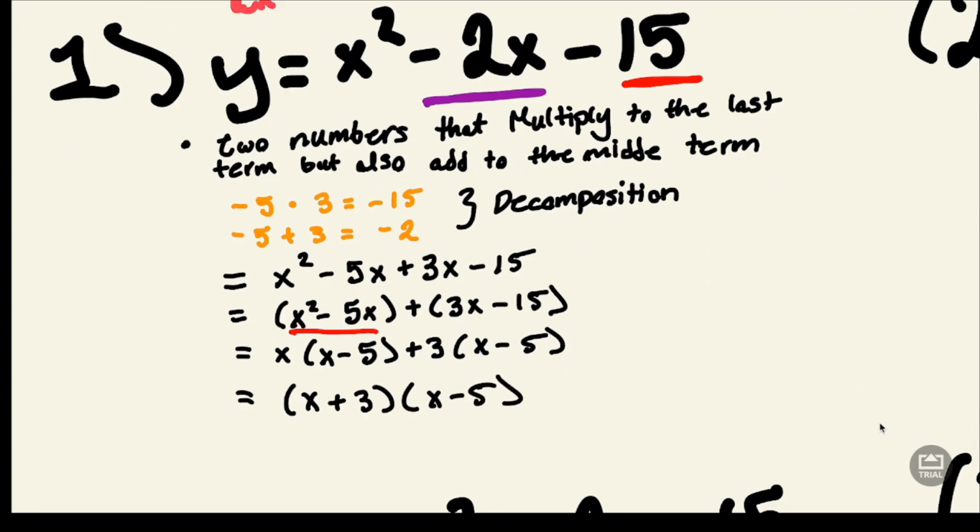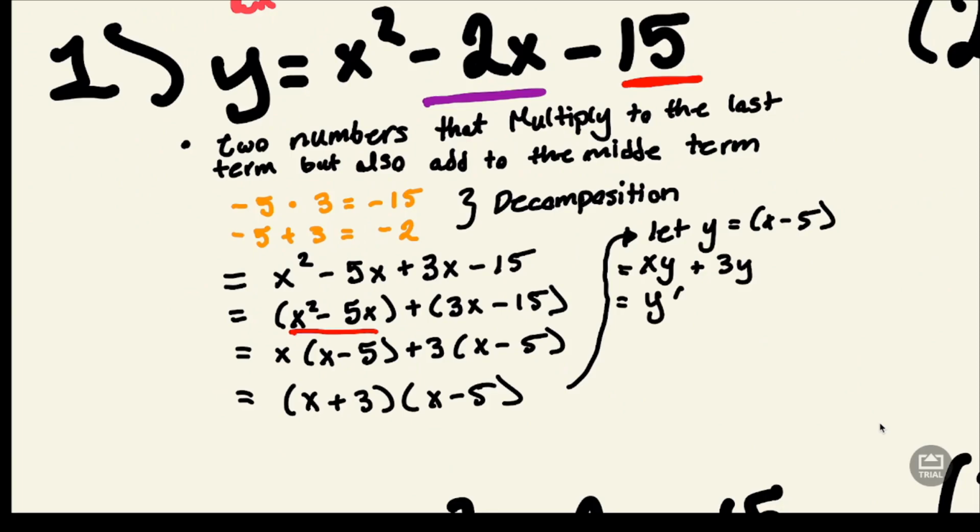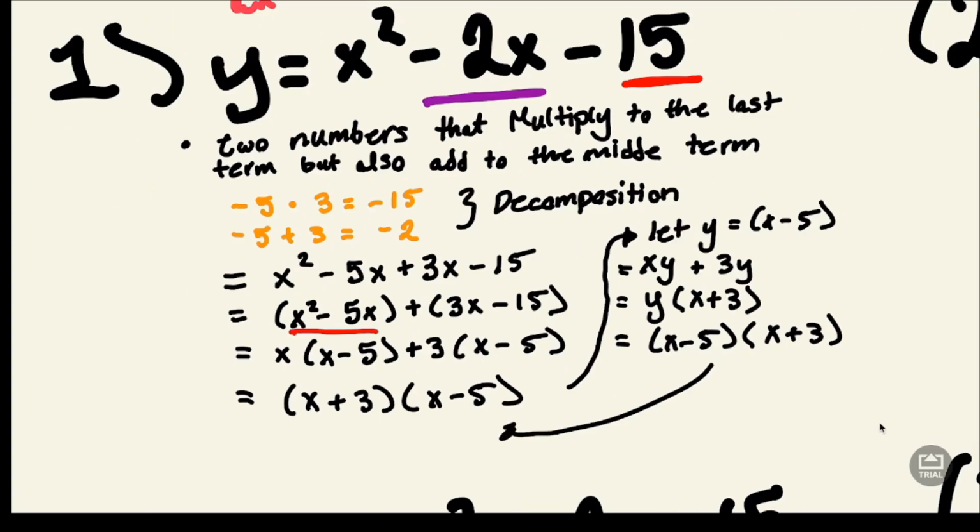And if you still don't see how I got x plus 3 and x minus 5, you can always do that let statement that I said in my first video. Let y equal x minus 5. So then it's going to be xy plus 3y. Now, if we factor out y, we're left with x plus 3. And what does y represent? X minus 5. And then we just repeat x plus 3. And it's the exact same answer as this. It's switched around, but multiplication will give you the exact same answer, right? And that's basically for factoring this type of quadratic, right?